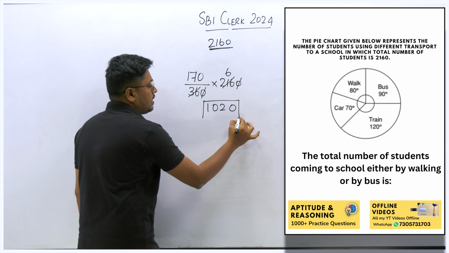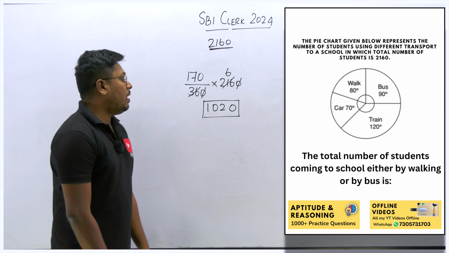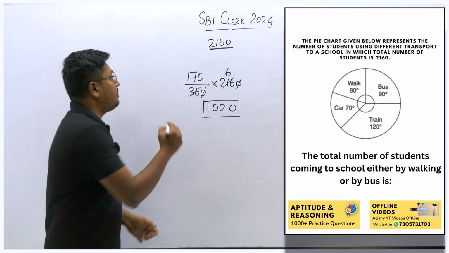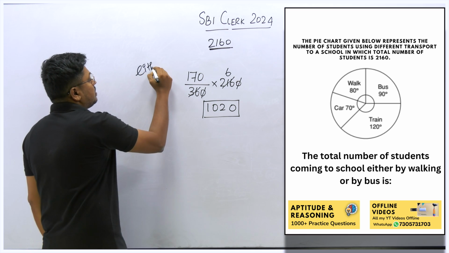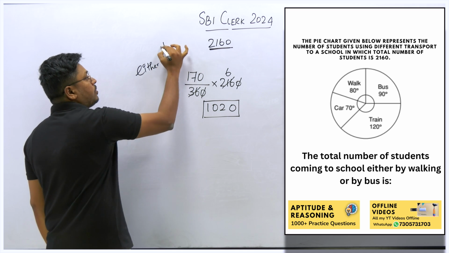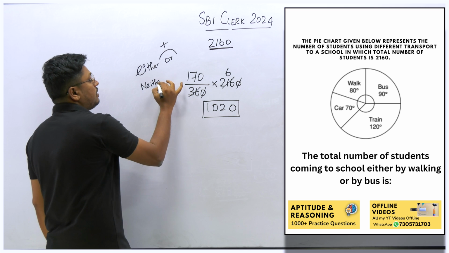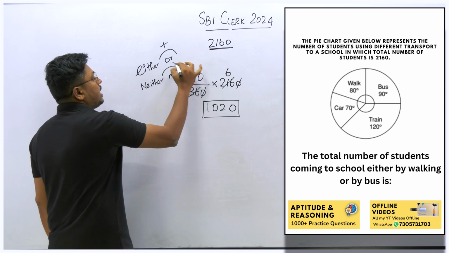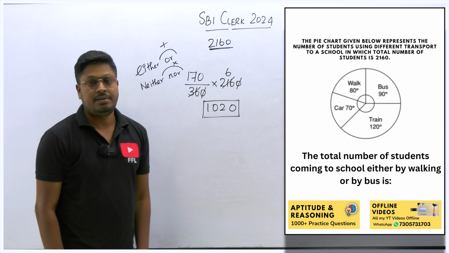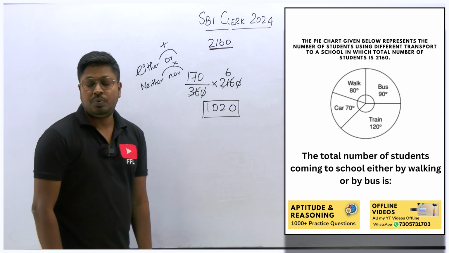So 1020 will be the total number of students who are going by both the transportation, that is either by walking or by bus, right? If it is either-or, you have to take both, right? So total number we need to find. If it is neither-nor, you should not take both. Out of what they have given, you should take the remaining calculations, right? So the answer for question number 3 will be 1020.